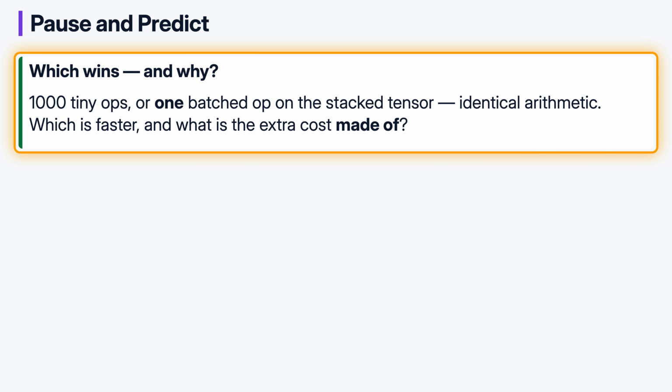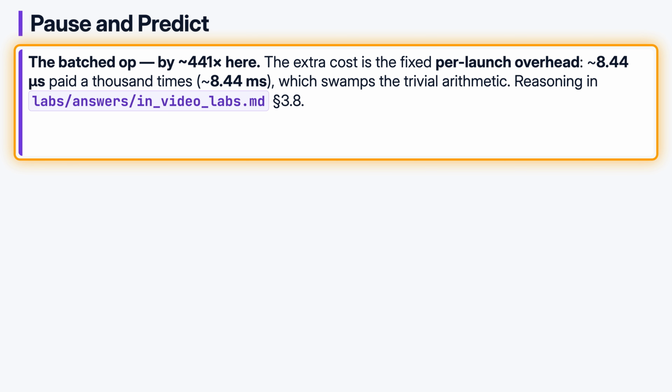Quick check before we go. 1,000 tiny ops or one batched op on the stacked tensor. The arithmetic is identical. Which is faster and what is the extra cost made of? Pause and predict. The batched op wins by about 441 times here. The extra cost is the fixed per launch overhead. It is about 8.44 microseconds, paid 1,000 times. That is roughly 8.44 milliseconds, which swamps the tiny arithmetic. Remember, 441 times is this micro-benchmark's extreme case. The full reasoning is in the course answers file.